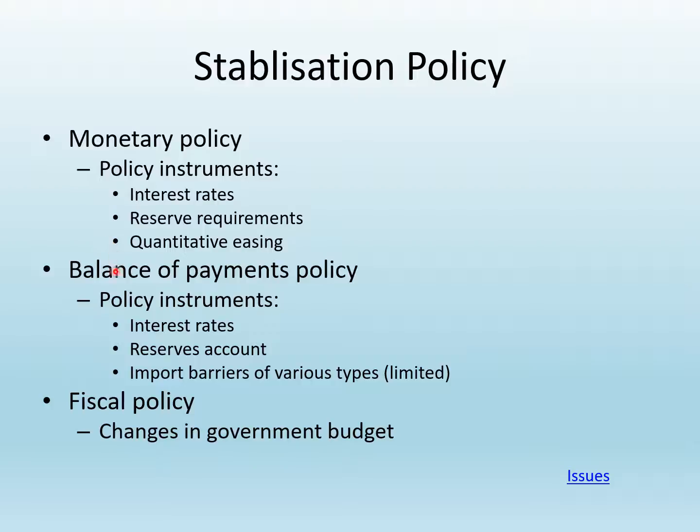From a balance of payments perspective, your policy instruments are interest rates, again, to repeat what we said a moment ago, the reserves account, and import barriers of various kinds. And then finally, fiscal policy, we have changes in government expenditure.